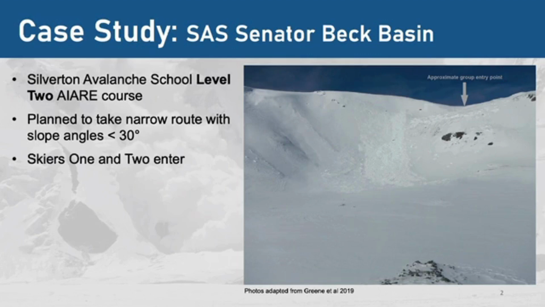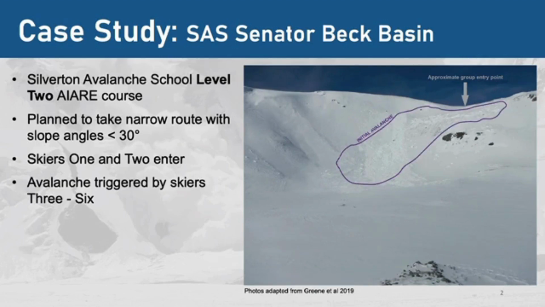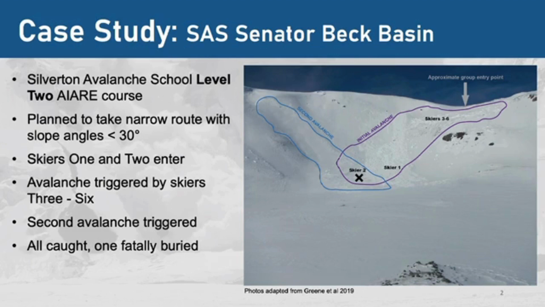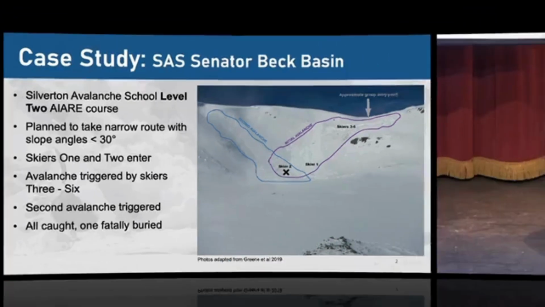And so skier number 1 went first, that was the guide, and skier number 2 followed. Skiers 3 through 6 were still up top, maintaining eye contact and waiting for their turn. And skiers 3 through 6 actually ended up triggering an avalanche. And then this avalanche triggered a second avalanche. So at the end of both of these avalanches, skiers 3 through 6 were still up top, not buried, able to get up. Skier number 1 was partially buried, head above the snow, and able to dig out.